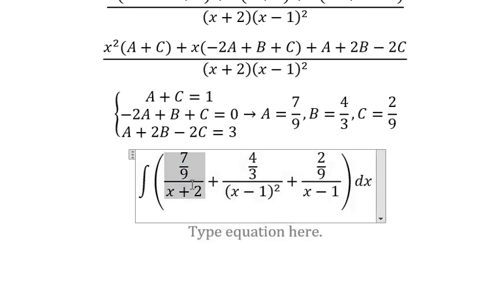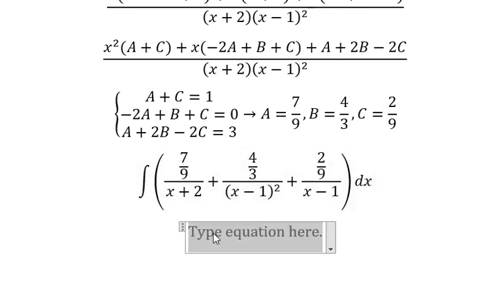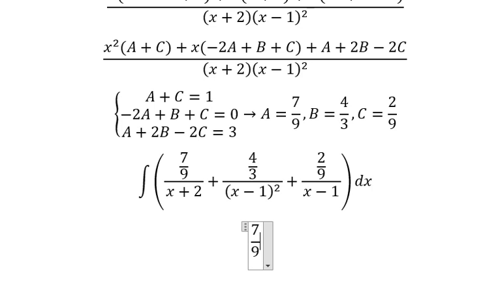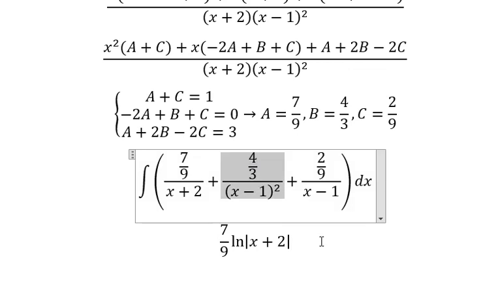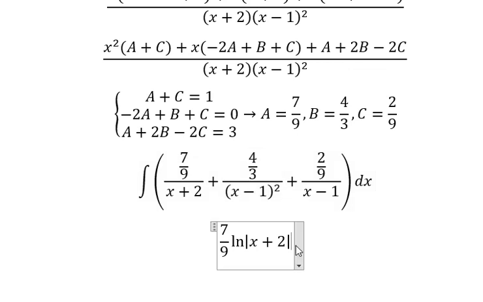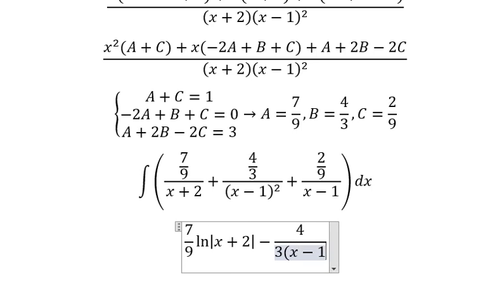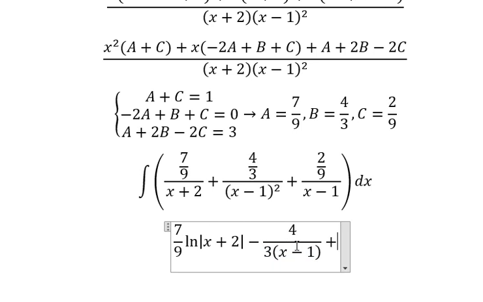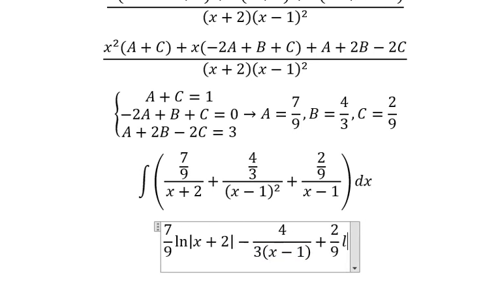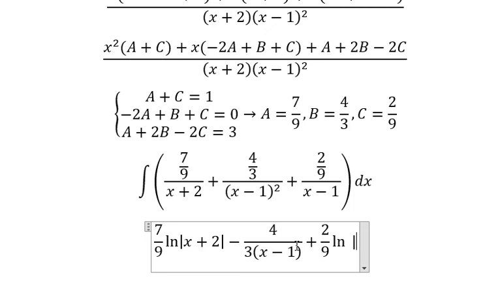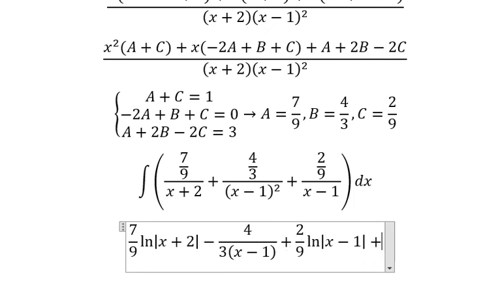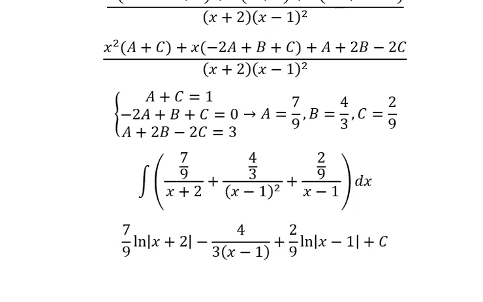The integration of this one, we have 7 over 9, and we have ln of the absolute value of s plus 2. For this one, we will have negative 4 over 3, and we have s minus 1 in here. The next one we have 2 over 9 ln of the absolute value of s minus 1, and we put C in here. This is the end.